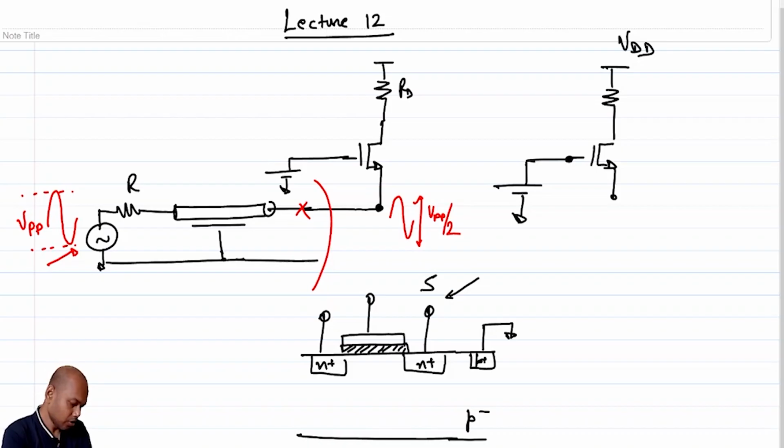Now let's say this is the source terminal, and we are saying the source terminal is swinging. If the source terminal has a quiescent ground voltage potential, that is, you have a source terminal at 0 quiescent wise, then what happens when you have a negative portion of the sinusoid? When you have a negative portion of the sinusoid, the N plus doping terminal actually goes negative. So what happens to the PN junction here? Note that you have a PN junction here.